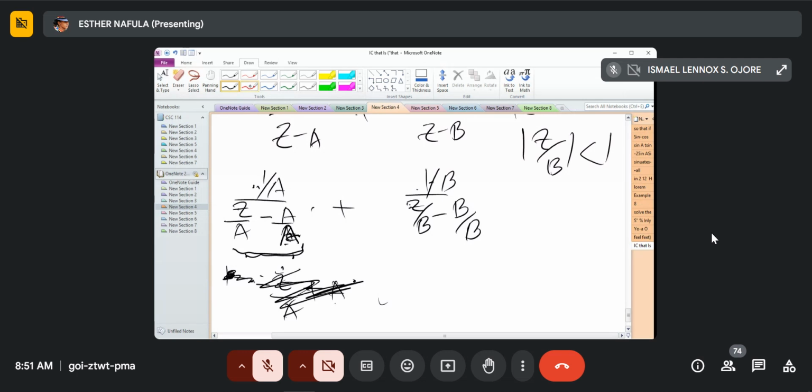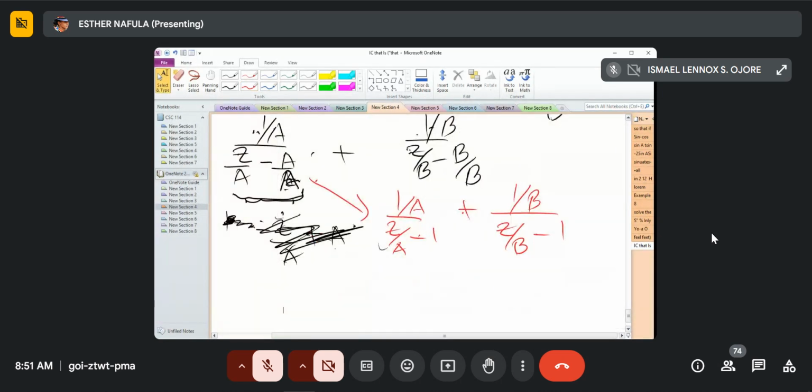Now let me just do this extra step. So this one is 1 over A over Z over A minus A over A, which is 1 minus 1, right? Plus 1 over B over Z over B minus 1. The second part looks okay. No, does it? It doesn't.